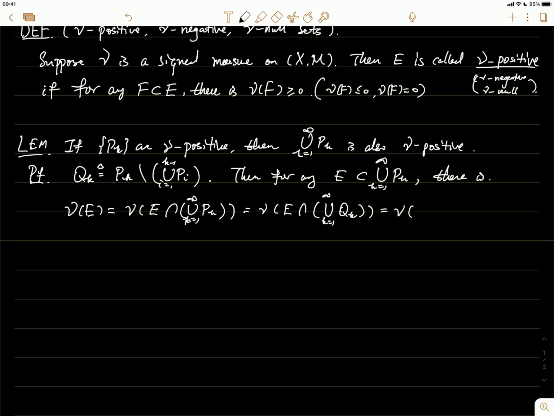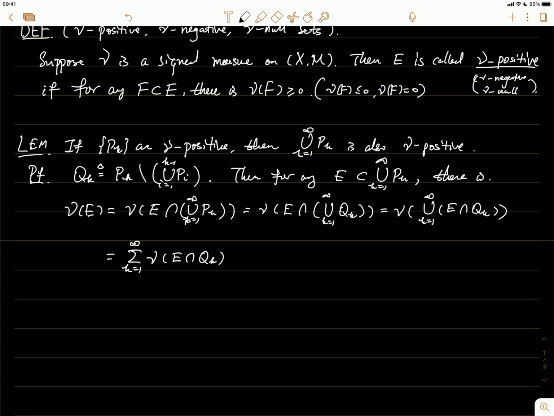This is the intersection. We can pull out this union and take the intersection of E with each of these sets. Remember that now these qk's are disjoint. So the intersection of E and qk is also disjoint from the other intersections. That's why we can pull out the union, and it becomes the summation of the signed measure of E intersect qk. This is because of the countable additivity of this signed measure nu.